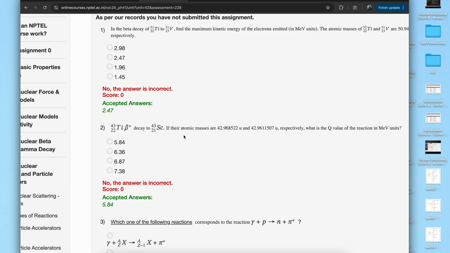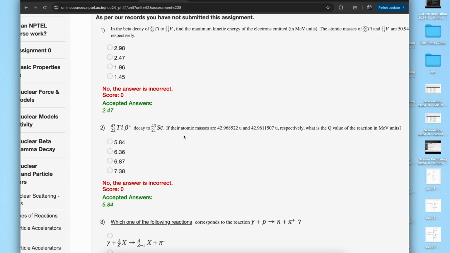And so this and this cancel out, giving mx minus my minus 2me. Is this fine? Yes, sir. So that's how you get this formula for beta plus decay.